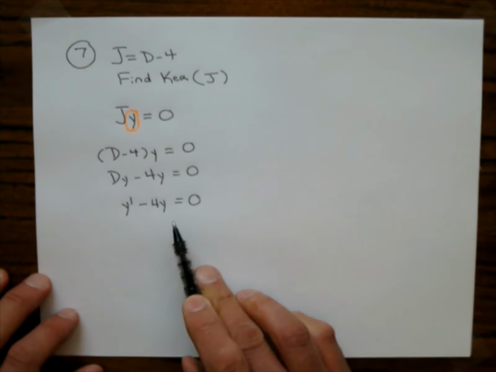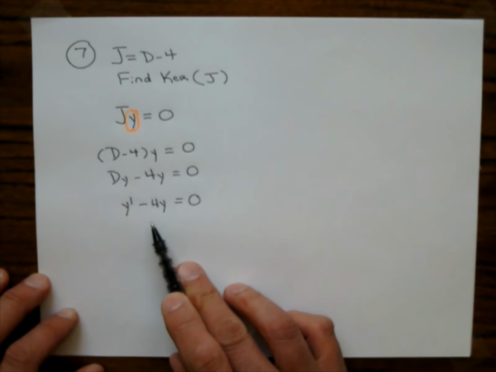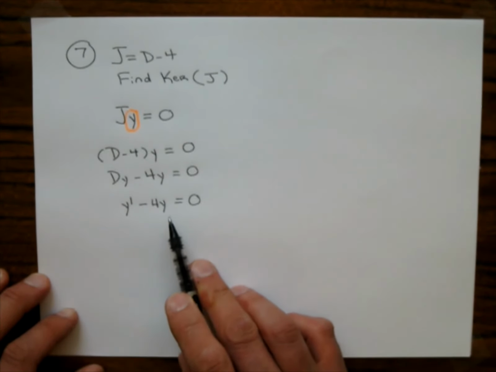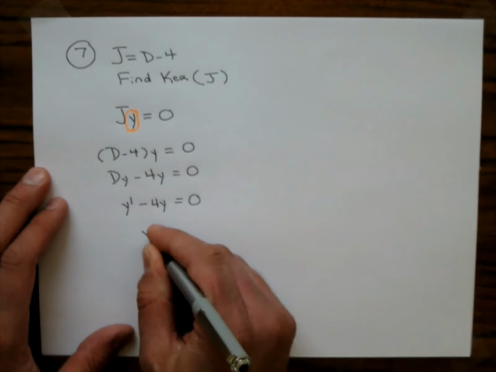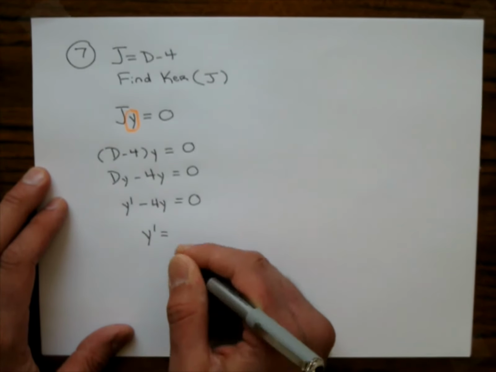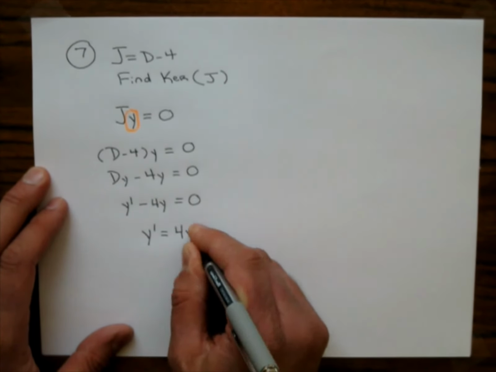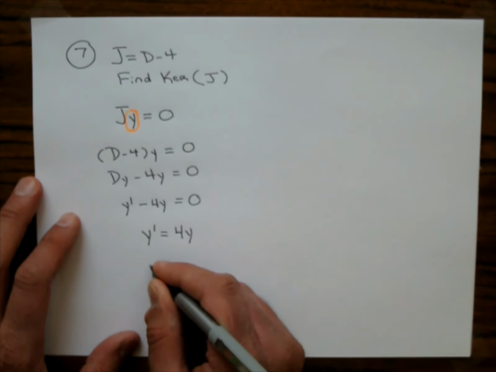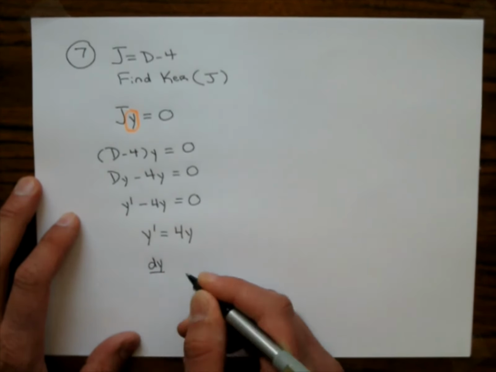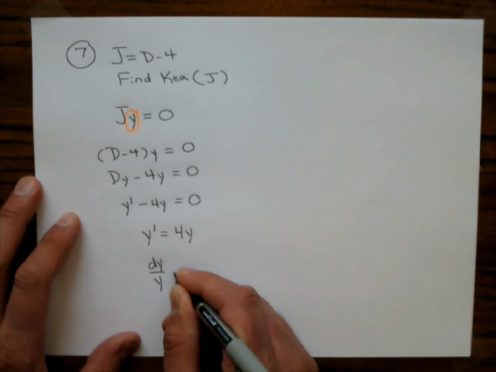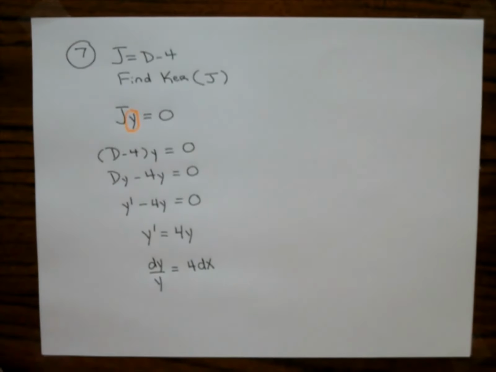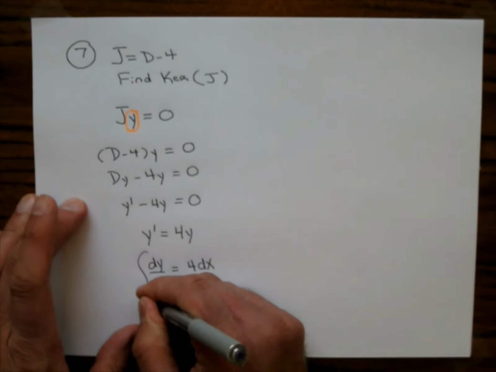And we have a first order differential equation. It looks like we can solve this, and I think it's separable. Let's go ahead and solve this. Y prime equals 4y, and then we have dy, it is separable, over y equals 4 dx. Integrate both sides.